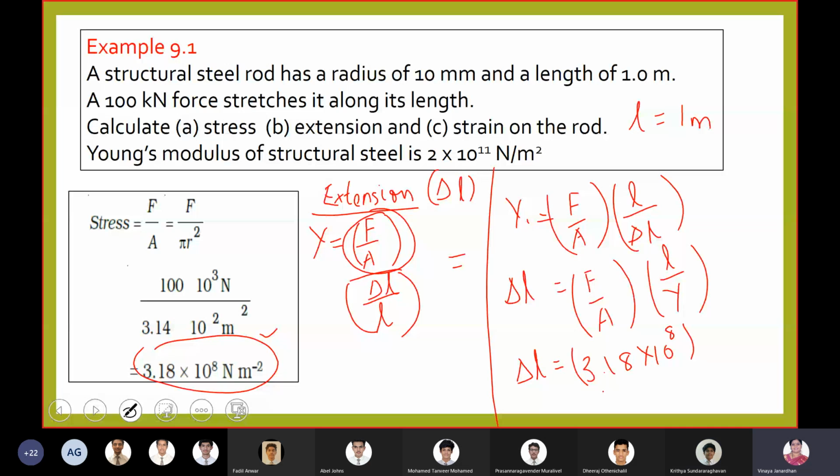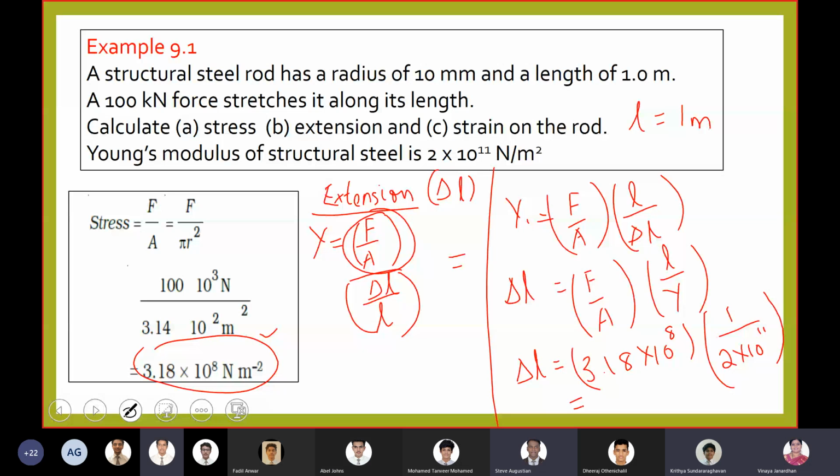Yes, boys, what is the length? 1 meter. The next one is 2 into 10 to the power of 11. Can you calculate this, boys? Delta L? Will you be able to calculate delta L? Ma'am, is it 1.59 into 10 raised to minus 6?